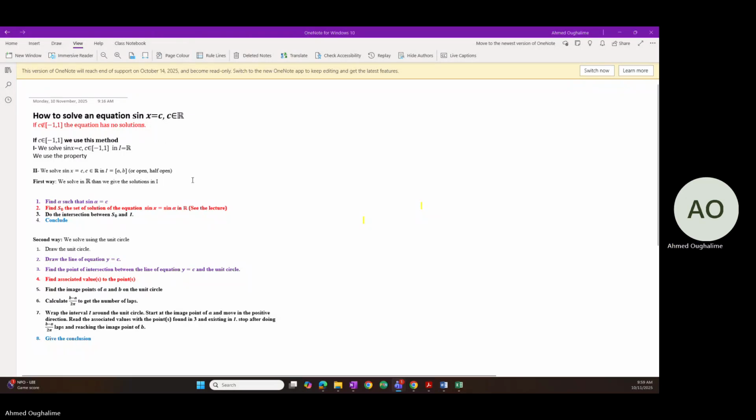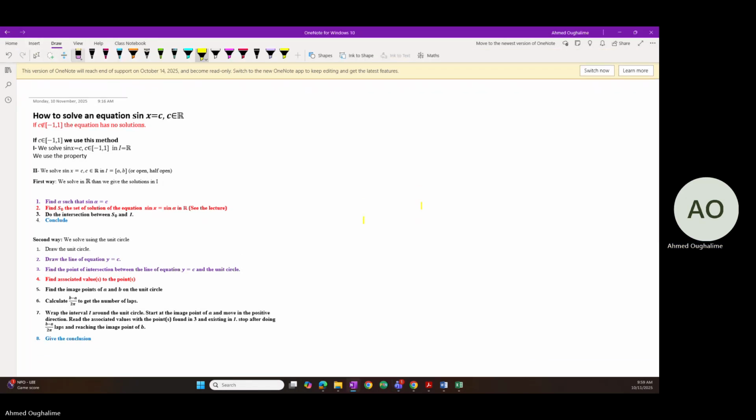Good day. So today we are going to explain how to solve an equation of the form sin x equal to c. So first thing to check is whether c is not in the closed interval [-1, 1].